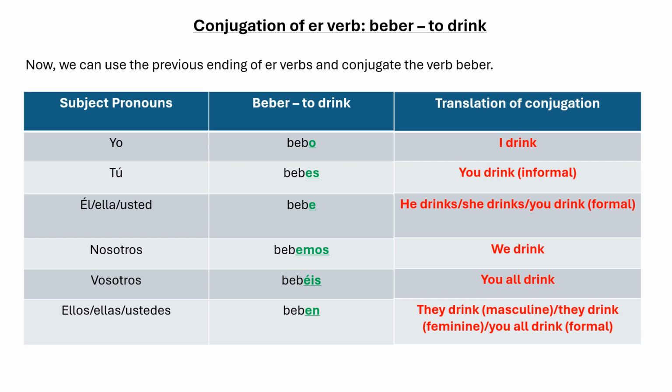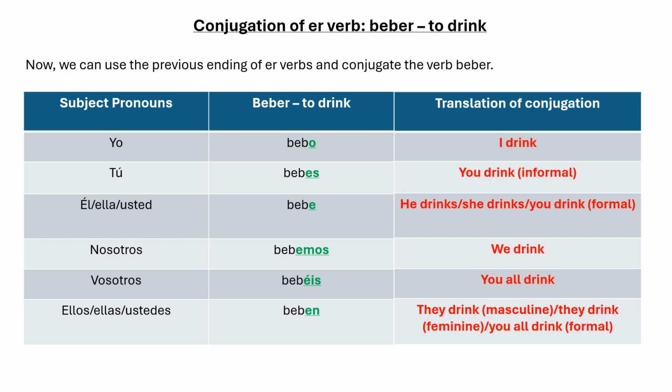We will omit the ER and we will write ES. Tú bebes, you drink, informal. Then we will have él, ella, usted bebe. He drinks, she drinks, you drink, formal. Nosotros bebemos. We drink. Vosotros bebéis. You all drink. Ellos, ellas, ustedes beben. They drink, feminine, and you all drink, formal.